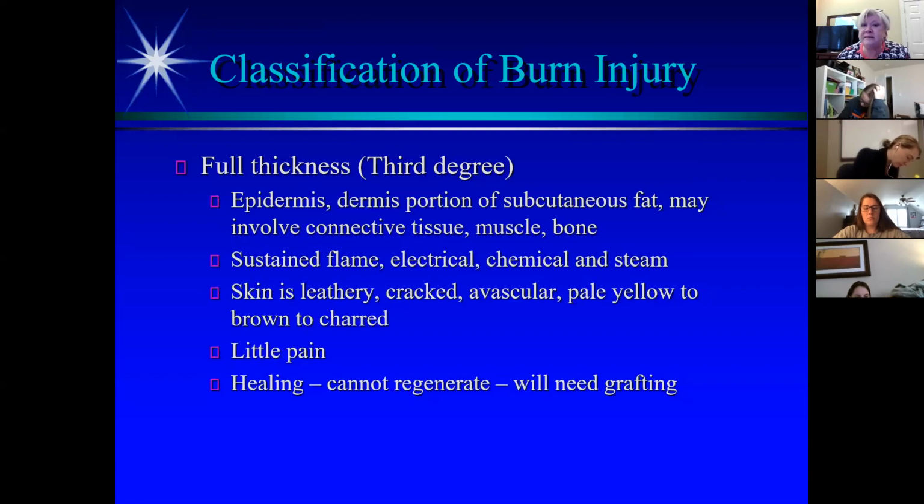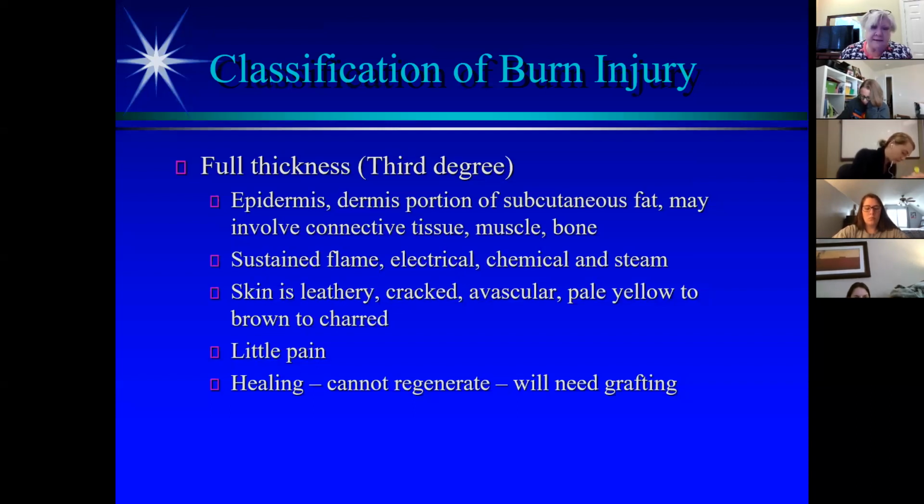But it's brown and it typically is charred. So there'll be little pain. A full thickness burn cannot regenerate itself. It will not heal on its own. It will require grafting in order to be healed. So a full thickness burn cannot regenerate.